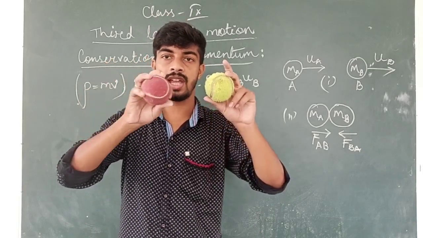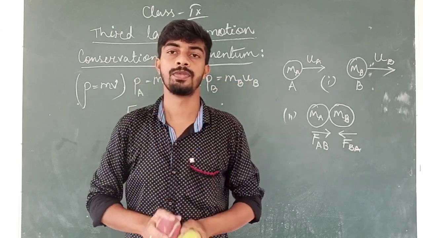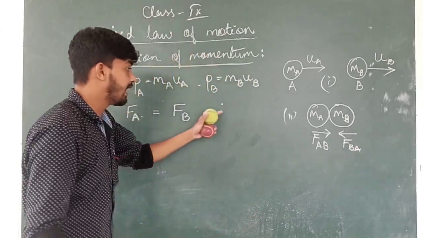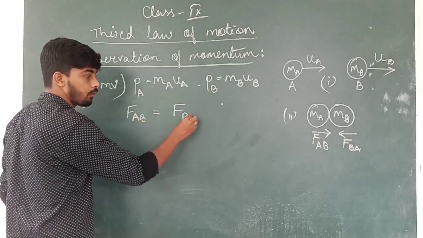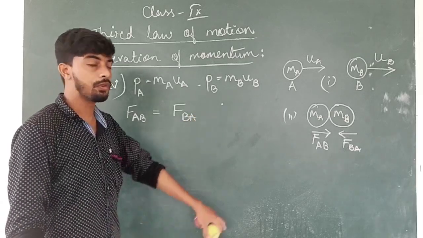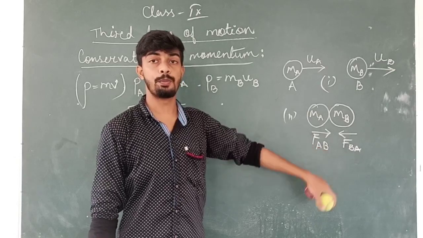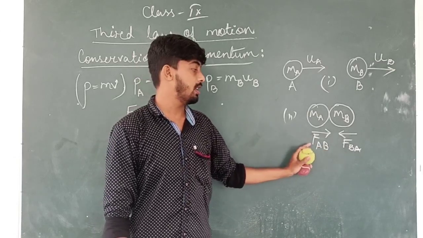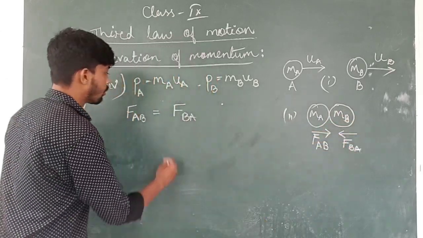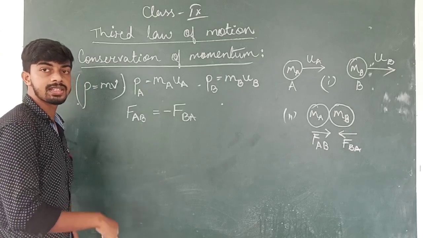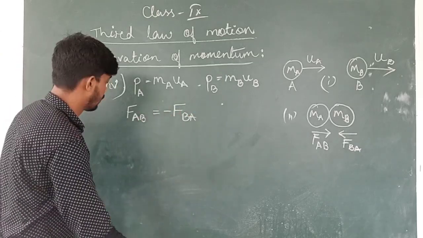So if this one is going and hitting this one, it will also try to put some force on it. It will try to stop this one. So this is validating our third law of motion. So force of A on B, force of B on A. Now if you see here, both the forces are in opposite directions. A is going from this to that side, B is coming from the opposite side. So we can take a negative sign here because they are in opposite directions.